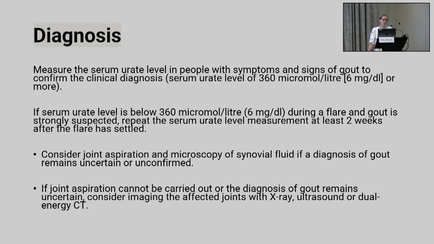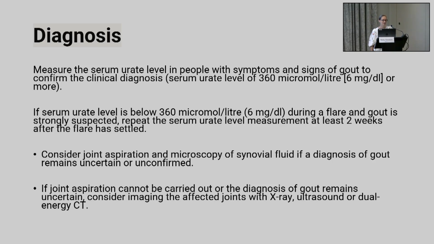To make a diagnosis, measure the serum urate and look for an elevation. If it's below 360 micromoles and they're having a flare, gout is still strongly suspected, so repeat the urate measurement at least 2 weeks after the flare has settled. And then consider joint aspiration to get the gold standard diagnosis if they've got evidence of urate crystals.